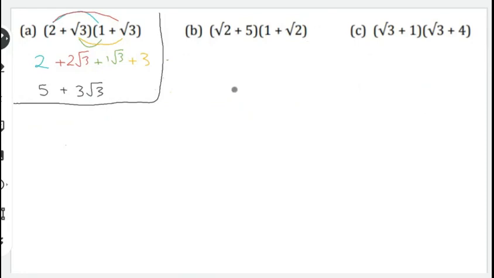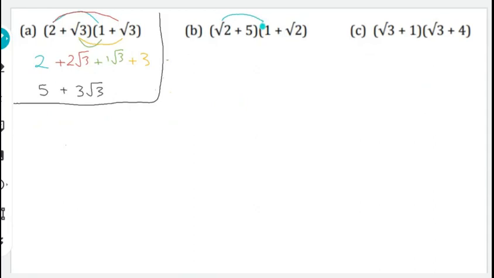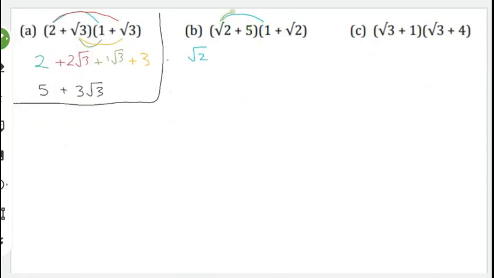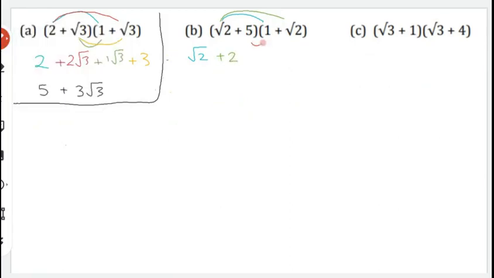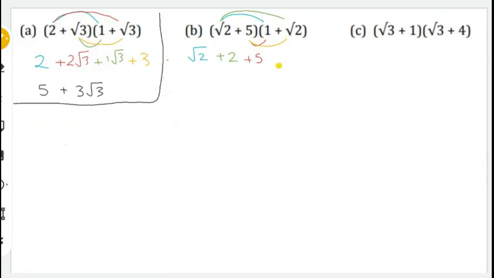So could you tell me how we would do the next one? First, you would do square root 2 times square root of 1 times 1, which is square root of 2. Then you would do square root of 2 times square root of 2, which is 2. And then you would do 5 times 1, which is 5. And then 5 times square root of 2, which is 5 square root of 2.